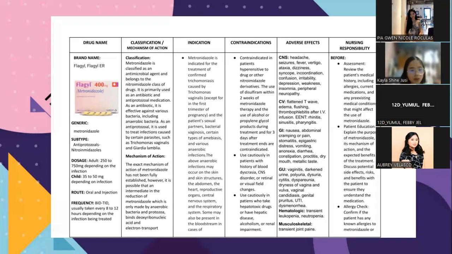And the gastrointestinal system. Common GI side effects include nausea, abdominal cramping or pain, stomatitis or inflammation of the mouth, epigastric distress or discomfort in the upper abdomen, vomiting, anorexia or loss of appetite, diarrhea, constipation, proctitis or inflammation of the rectum, dry mouth, and a metallic taste in the mouth.